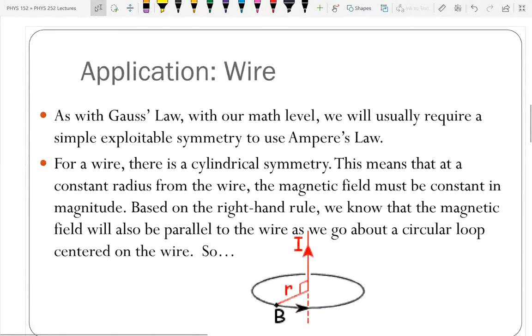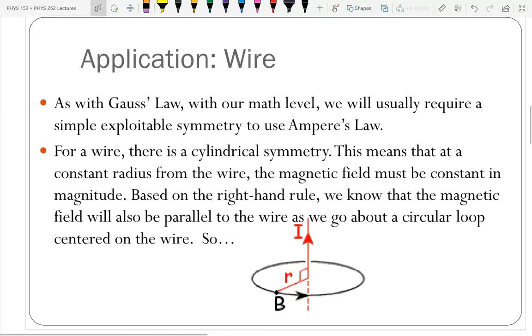Okay. So applying it to a wire, well, we just did that in class yesterday, right? We found the magnetic field at some random distance r away from an infinitely long wire. Why did we do it for an infinitely long wire?